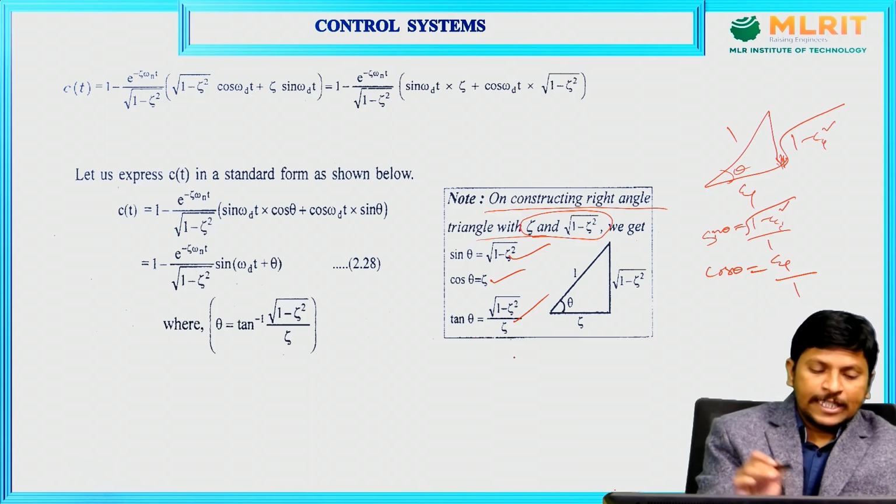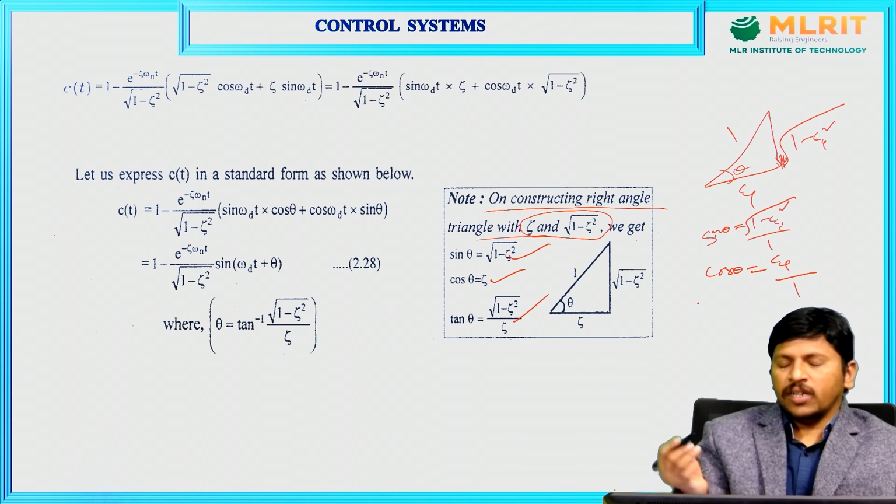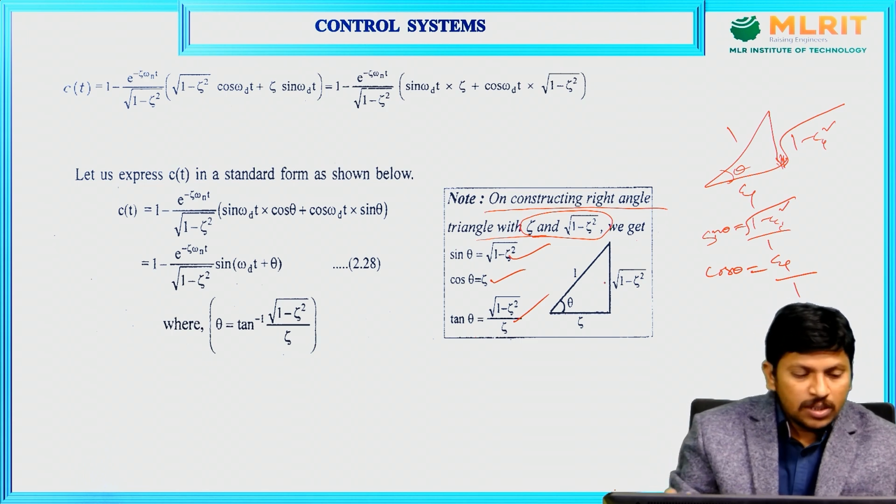Right, here zeta squared plus under root 1 minus zeta squared, whole squared, the square root cancels, so zeta squared minus zeta squared equals 0, so 1 equals 1, right? So that's why this is correct.